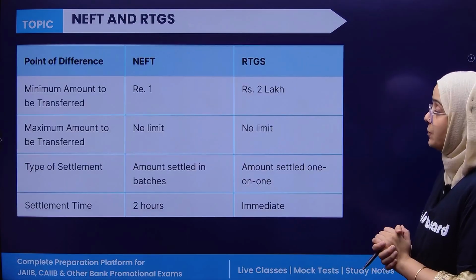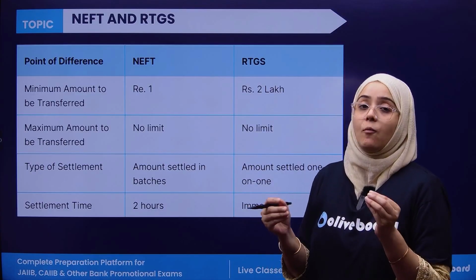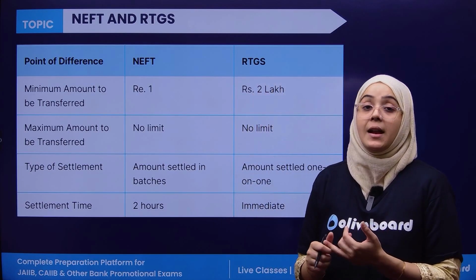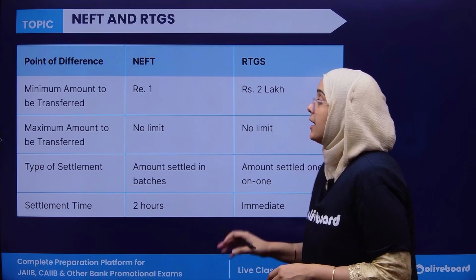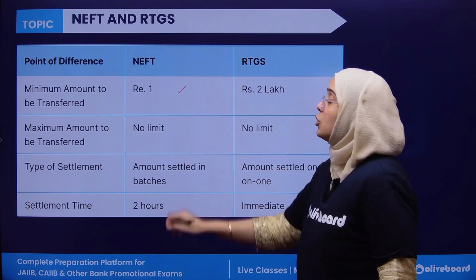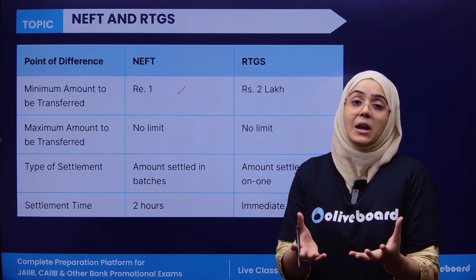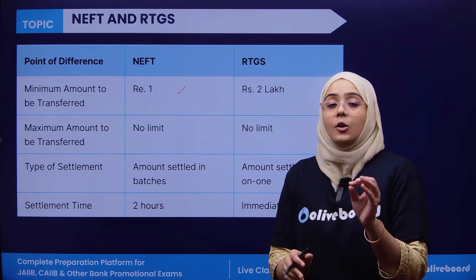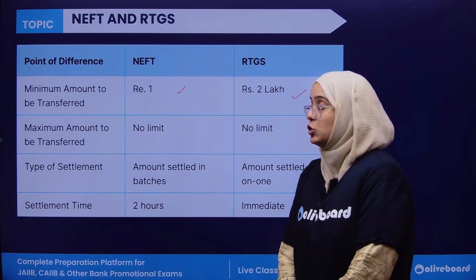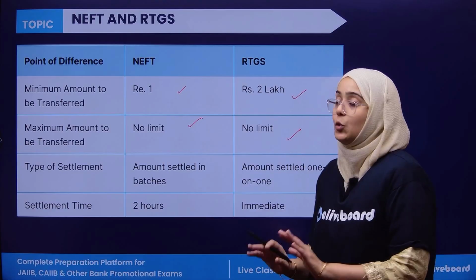Okay, now next, NEFT and RTGS. You all know what NEFT and RTGS are: National Electronic Fund Transfer and Real-Time Gross Settlement. Now, the difference between these two. First of all, the minimum amount to be transferred is rupees 1. Now, if you are saying, ma'am, there is no minimum amount in NEFT, it is wrong. You must transfer rupees 1 at least. Here, RTGS 2 lakh. NEFT, there is no limit in the maximum amount. Here, there is no limit.